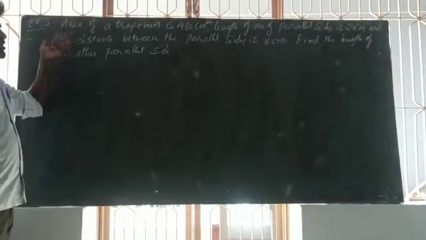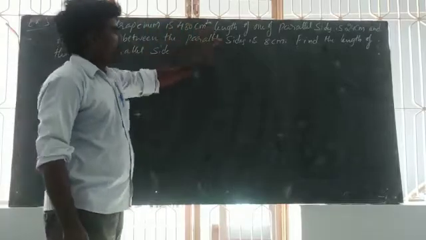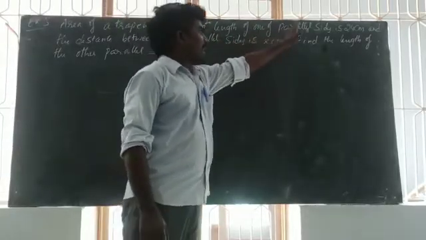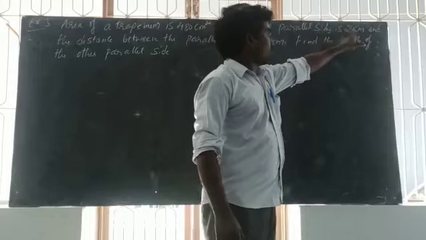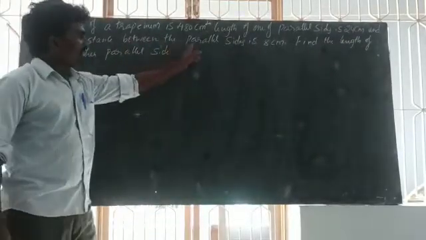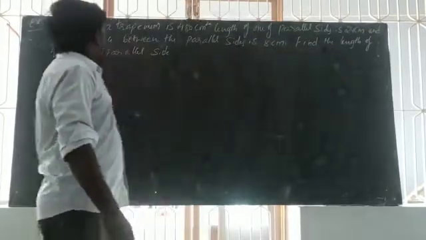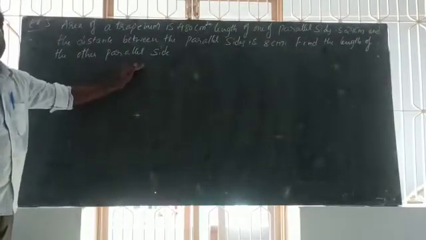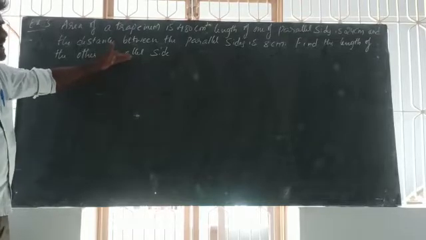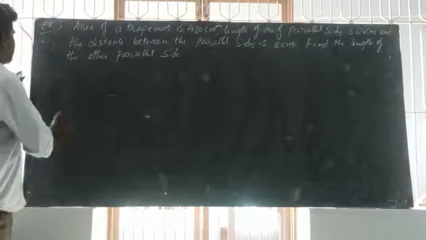Next, example 3. Here, what is the question? Area of a trapezium is 480 centimeter square. Length of one of the parallel sides is 24 centimeter, and the distance between the parallel sides is 8 centimeter. Find the length of the other parallel side. How can we find the length of the other parallel side? By using the area of the trapezium.